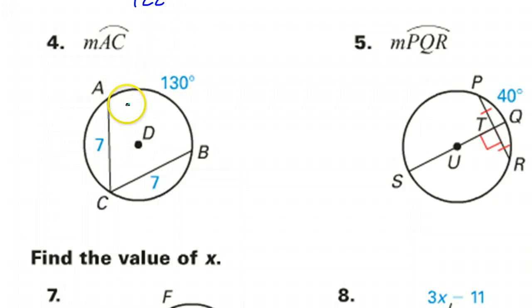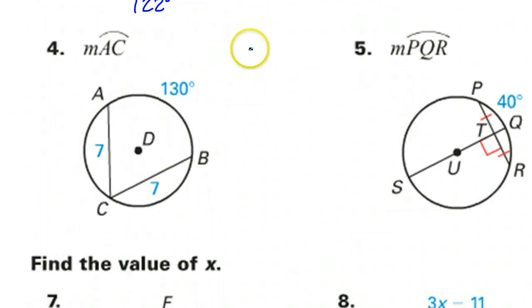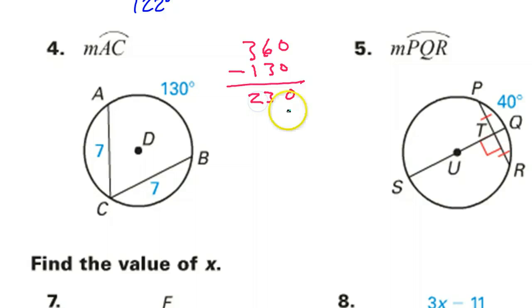Actually, scratch that. I don't care about that. We're supposed to find the measure of arc AC. So that's this over here. So we'll do like we did up here and simply subtract from 360. So if I do 360 minus 130, that's going to be 230 degrees.